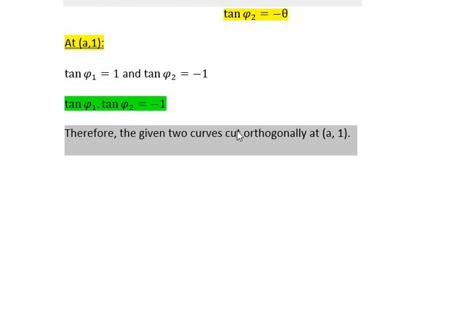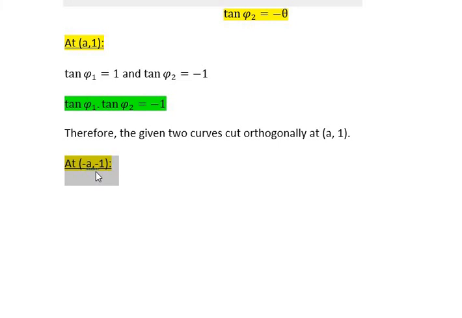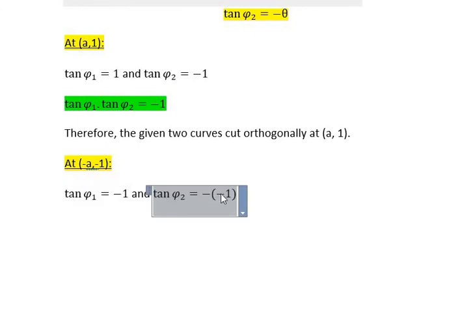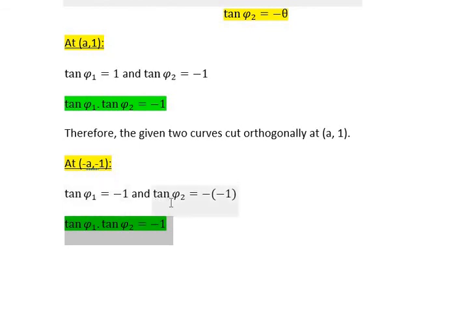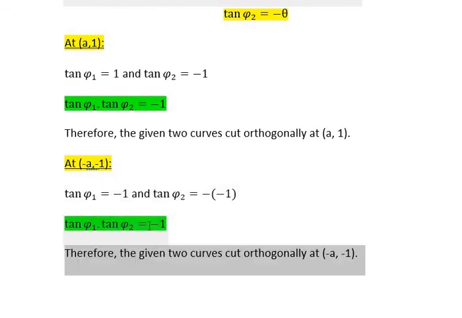Then let us take another point (-a, -1). At this point tan φ1 value is -1 and tan φ2 value is -(-1), that is +1. So the product of tan φ1 into tan φ2 is -1, and even at this point also the two curves cut orthogonally.